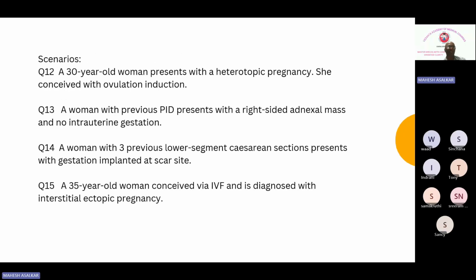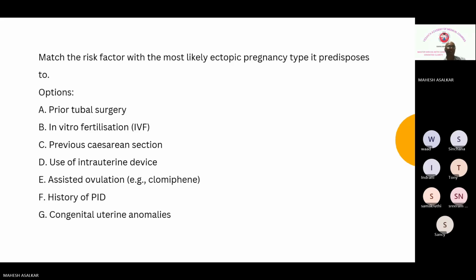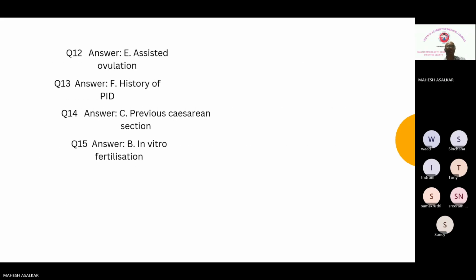These are simple ones. Actually, they are not so simple in the final examination. I'm just giving you simple ones to begin with. A 35-year-old woman conceived via IVF and is diagnosed with interstitial ectopic pregnancy. Here also, B option, IVF. So here it is assisted ovulation, then history of PID, previous cesarean section, in vitro fertilization. Very simple.